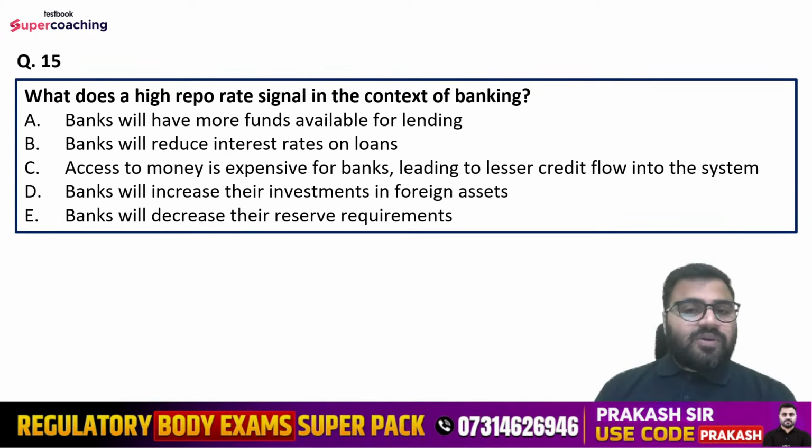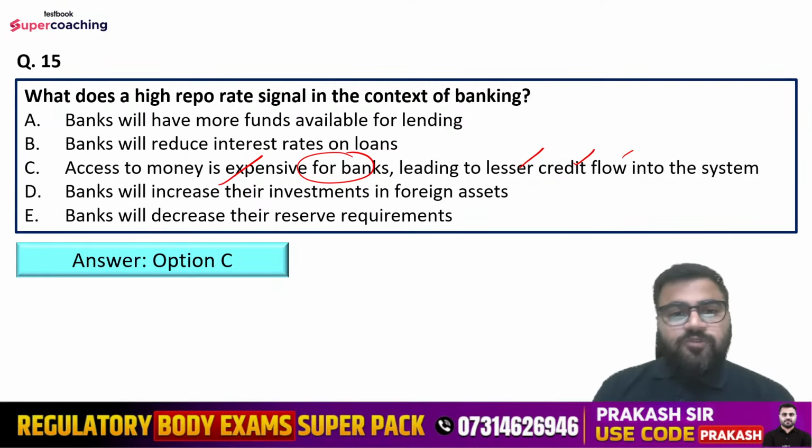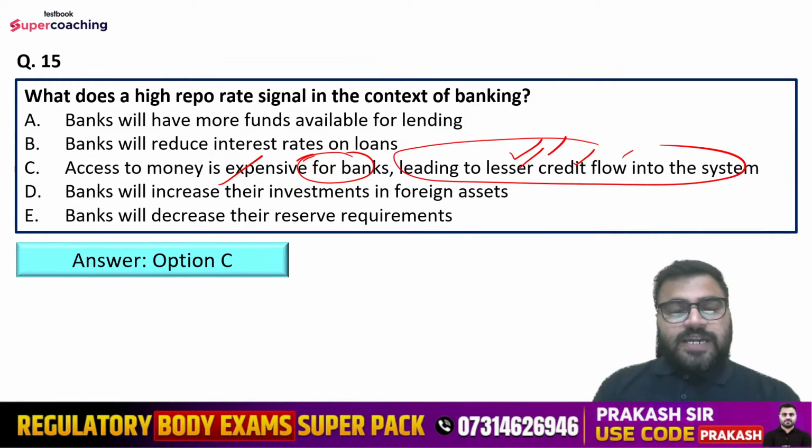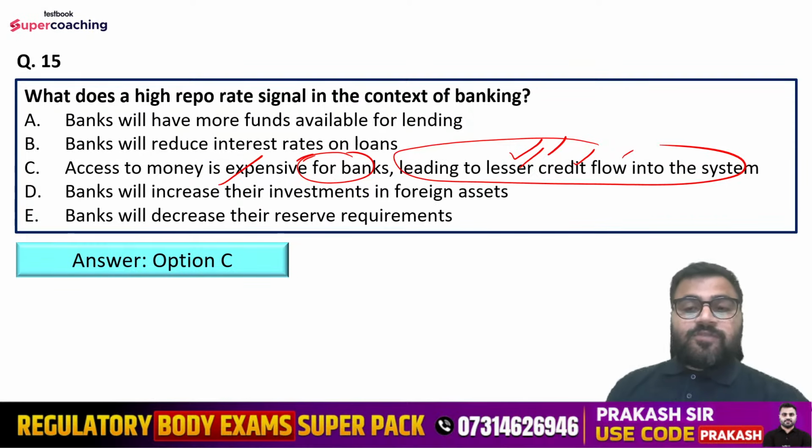So when RBI is increasing the repo rate, which means if now commercial banks are taking loans from the Reserve Bank of India, they have to pay higher interest rates, which means access to money is expensive for banks. So what will that lead to? That will lead to lesser credit flow into the system, because banks will start avoiding taking loans from the Reserve Bank of India. So that will lead to lesser credit flow into the system.